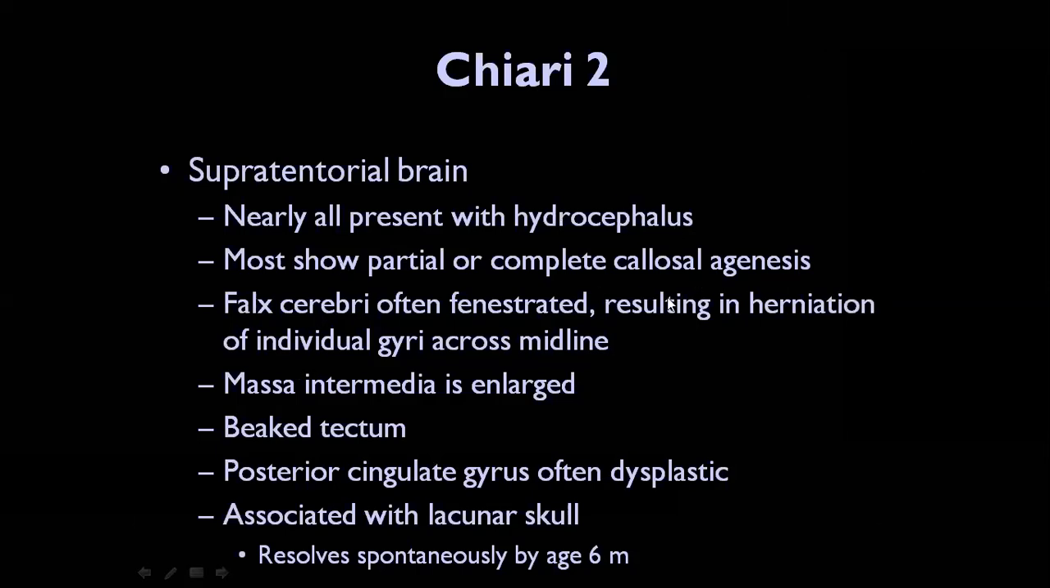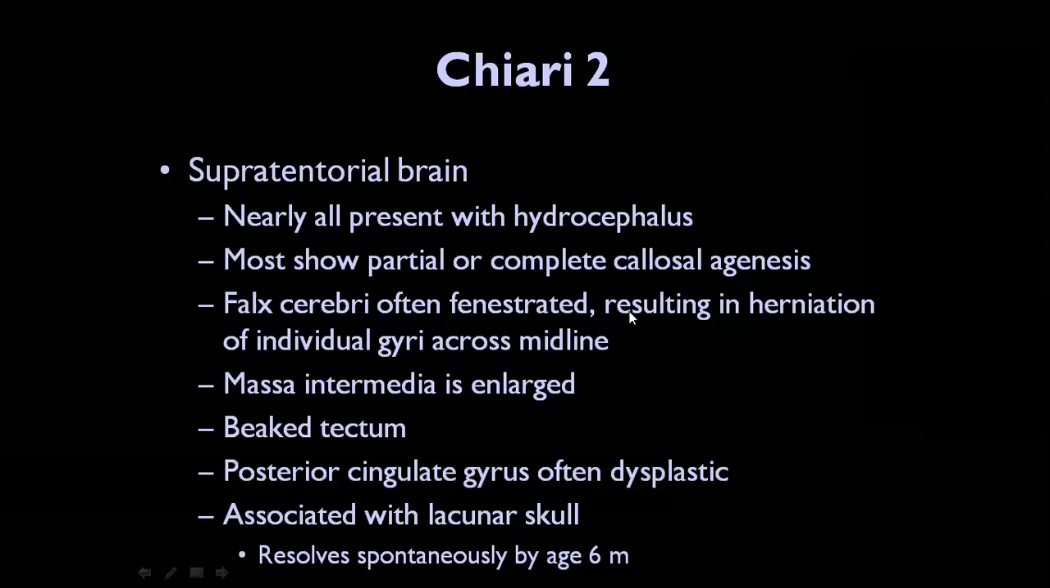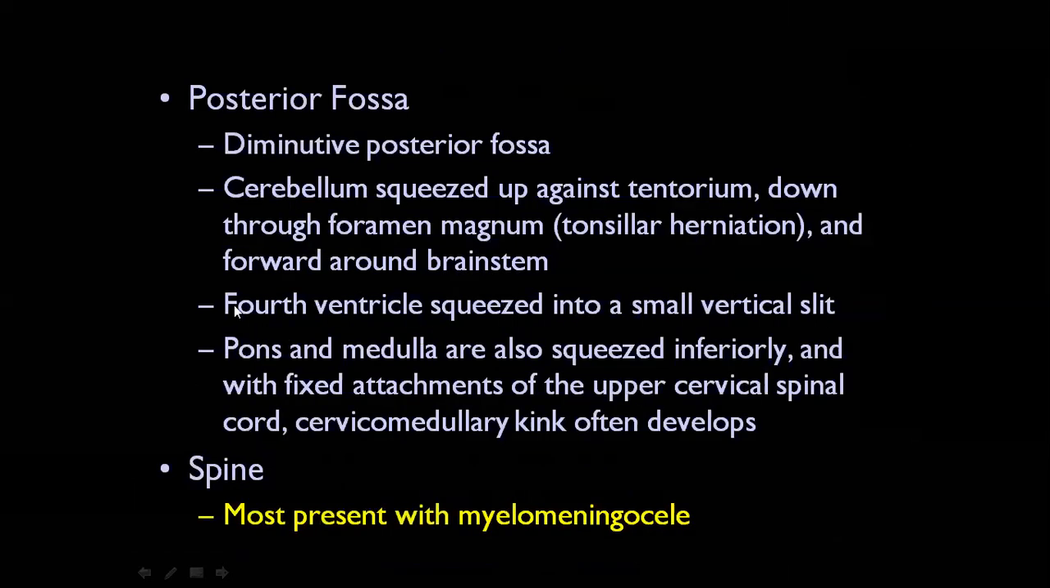There is corpus callosum agenesis, yes. Corpus callosum dysgenesis, exactly. And falx cerebri, there is fenestration and sometimes herniation of the gyri, massa intermedia, big tectum. So check for the criteria of Chiari. If you find encephalocele, then it will be Chiari 3. If you don't find encephalocele, then it is Chiari 2. Check the posterior fossa. Probably you will find one of these criteria.